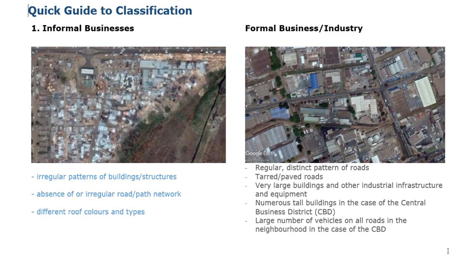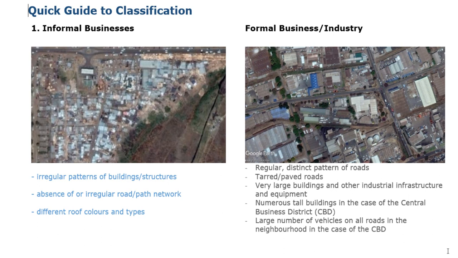The purpose of this video is to provide a quick orientation to the classification of informality versus other land use types in an urban setting. The project has three broad classifications, the first being the distinction between informal and formal businesses. The picture on the left hand side shows an informal business area, whereas the picture on the right shows a section of a formalized industrial area.